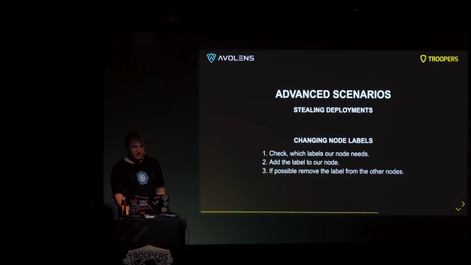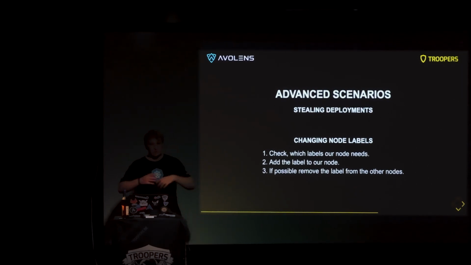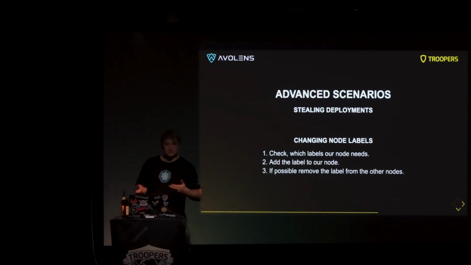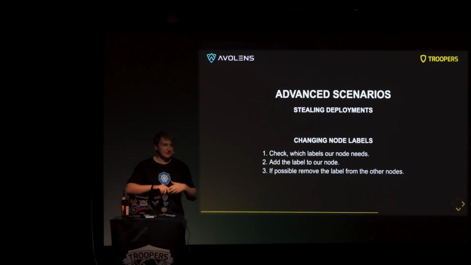We can do it by changing node labels. The way Kubernetes schedules workloads is using node labels and node selectors. So what you can actually do is label your node. For example, you have a Kubernetes node with a GPU in it, and then you label it GPU true, so that you know this node has a GPU, and you can then tell your deployment that requires a GPU to run only on that node using a node selector.